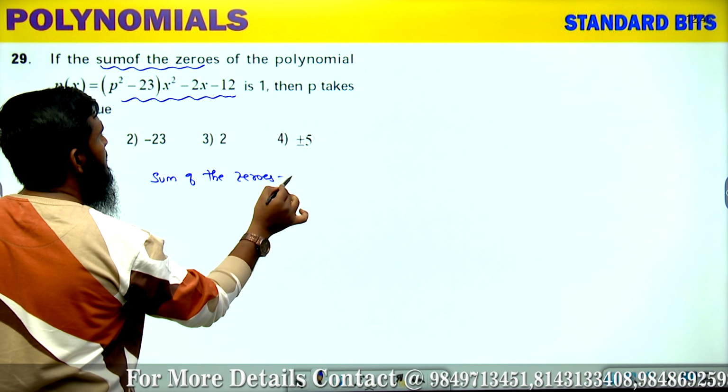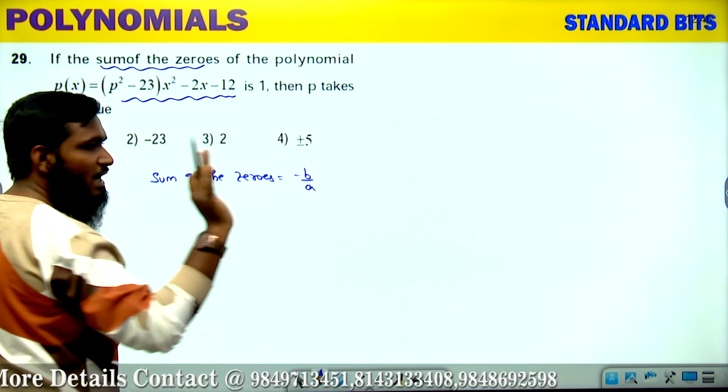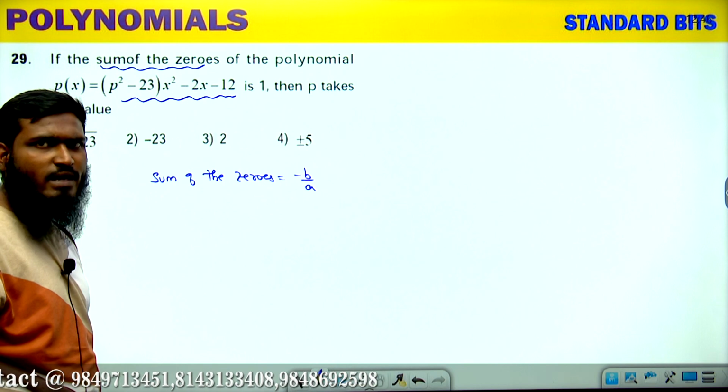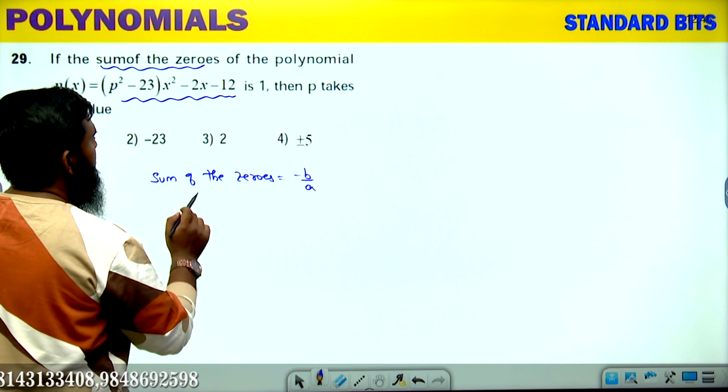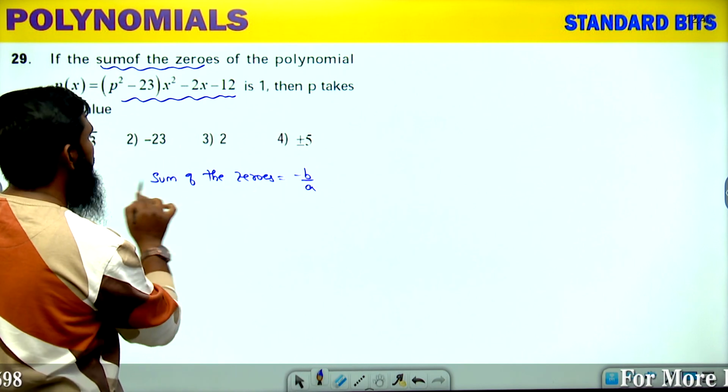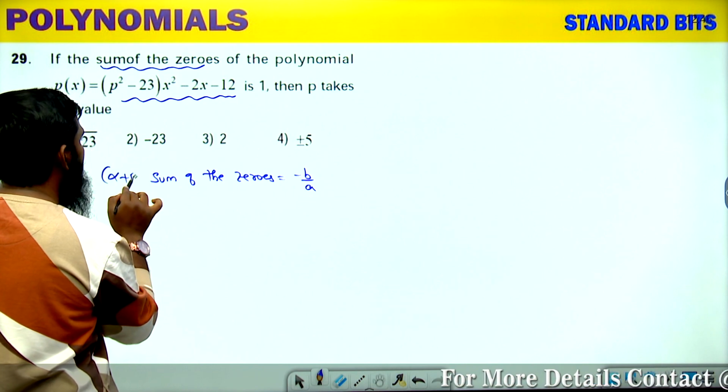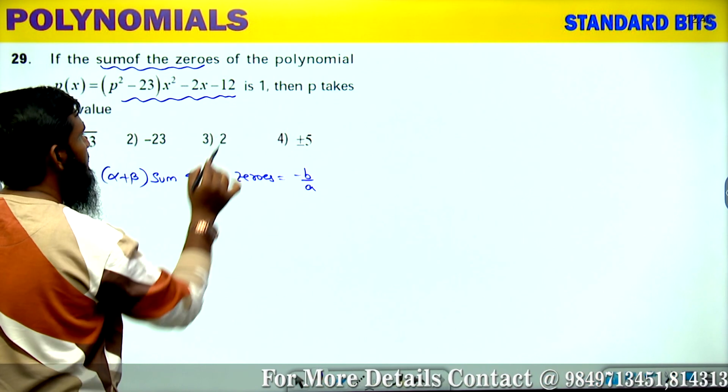Sum of the zeros is equal to minus b by a. We have a simple formula: alpha plus beta is equal to minus b by a. Now see this one. What is the sum of the zeros value? Already it has been given here, alpha plus beta value is 1.